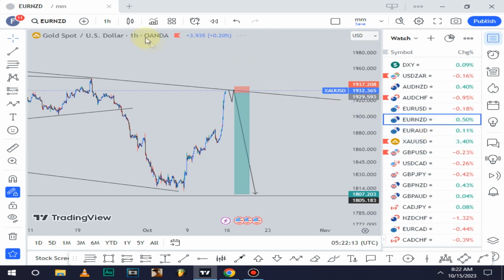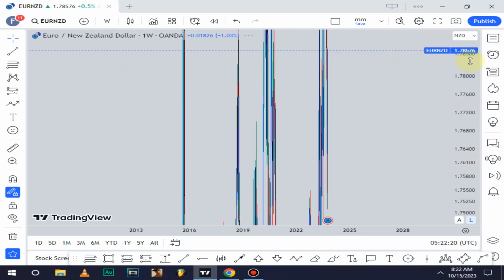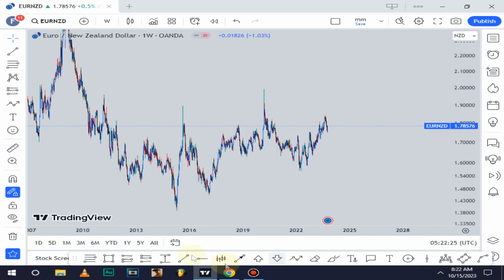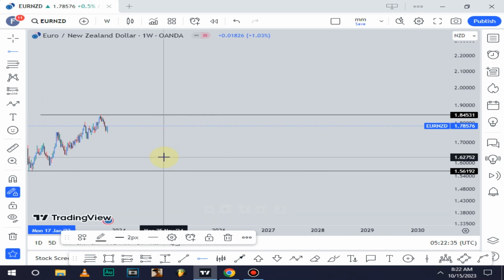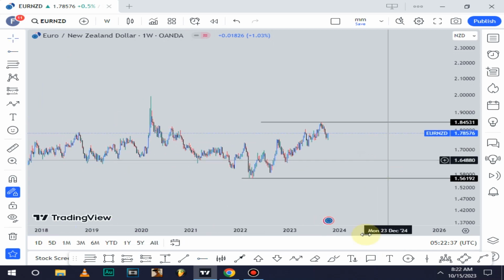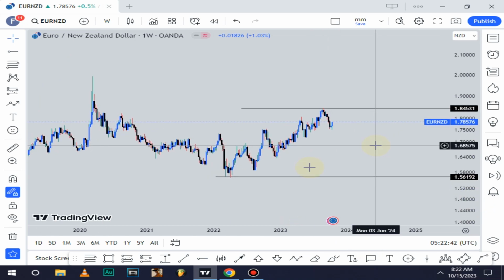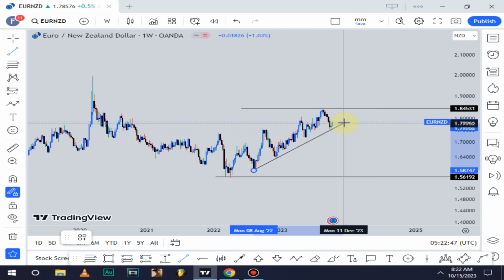How about Euro NZD? First things first, I need to go to the weekly, hit that, and then identify highs and lows. So we had this zone played as a high, then of course we have this as a low. Okay, then now we need to identify some sensitive zones that price probably did play out for some time. Okay, we had that, and now let's hit that 1, 2, 3.